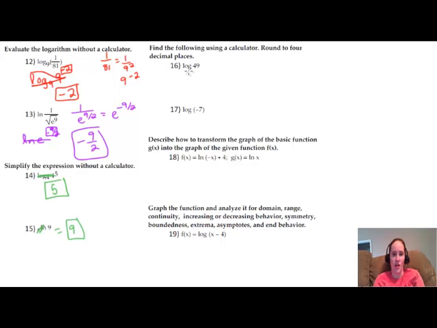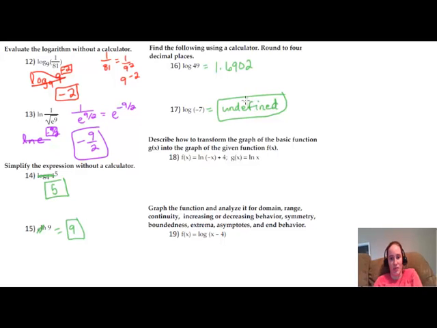On 16 and 17, we would pull out our calculator and simply type these in with 3 decimal places. The first one is 1.6902. The second one should give you an error because we would say that this is undefined. There is no log of anything less than 0. So it's undefined.